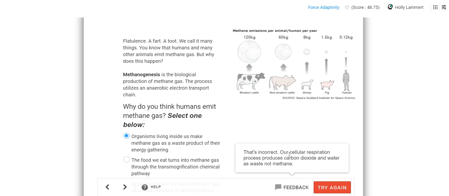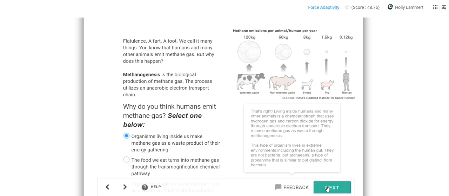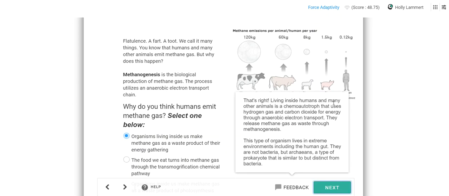So yeah, our cellular respiration does not produce this because it produces carbon dioxide and water, but instead organisms living inside us do. Living inside us, we have chemoautotrophs that use hydrogen gas and carbon dioxide for energy through the anaerobic electron transport. They release methane gas as waste through methanogenesis. This type of organism lives in extreme environments, including the human gut.